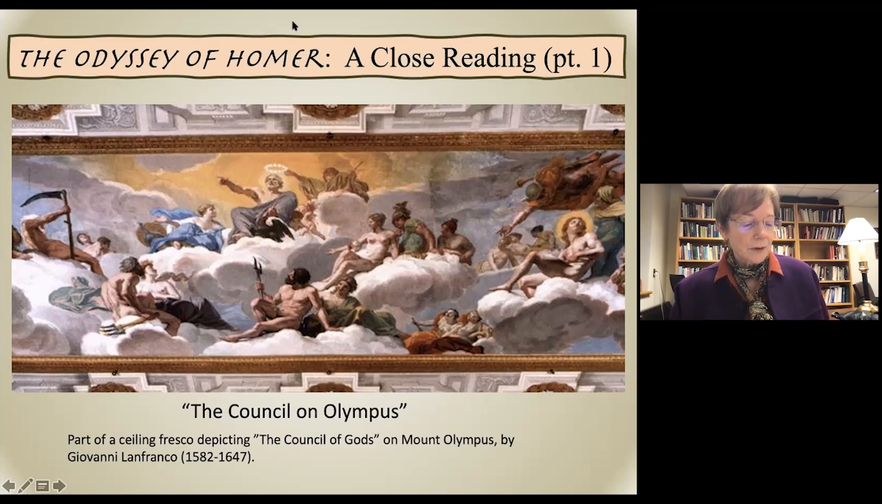Tonight, I want to point primarily to the content of the first 4 books. This includes the Council of the Gods on Mount Olympus, which you see pictured here on this ceiling fresco, and the journey of Telemachus, sometimes called the Telemachy. So for the moment, we'll leave this fresco, but I'm going to get a certain amount of mileage out of it tonight, so you'll see it again.